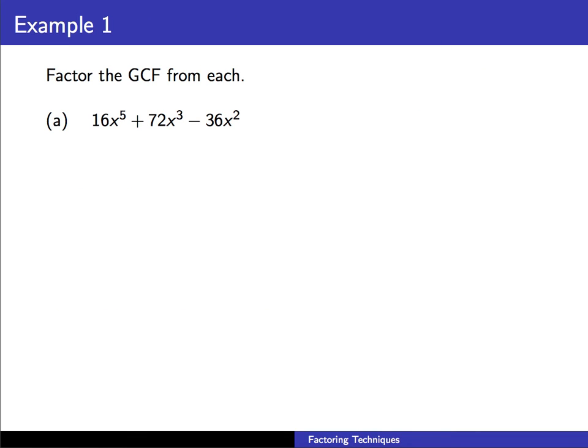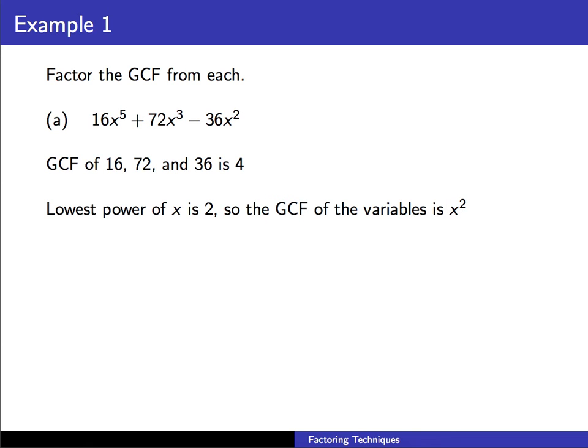All right, example 1, factor the greatest common factor from each. So we have 16x to the 5th plus 72x cubed minus 36x squared. So let's look at our greatest common factor of our coefficients for 16, 72, and 36. The greatest common factor, or greatest common divisor, is 4. Now for our powers of x, our lowest power of x is 2, so the greatest common factor for the variables is x squared. So we're going to put these two greatest common factors together. Our greatest common factor is 4x squared.